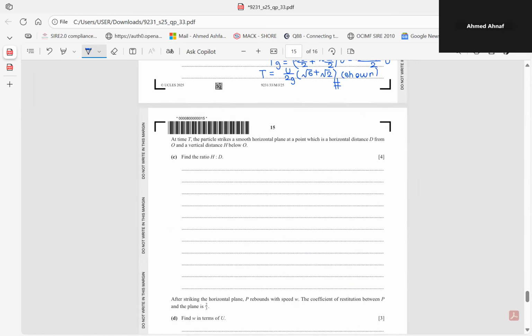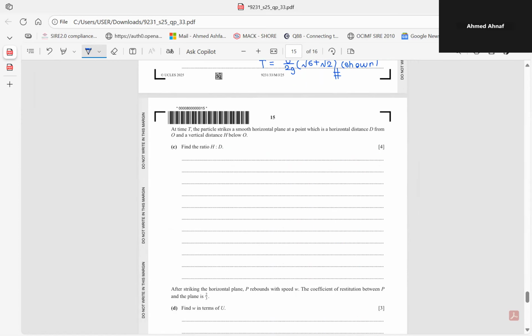Let's head on to the next part. Okay, so now they told us at time t, the particle strikes a smooth horizontal plane at a point which is a horizontal distance d from O and a vertical distance h below O. So we have to find the ratio h is to d.